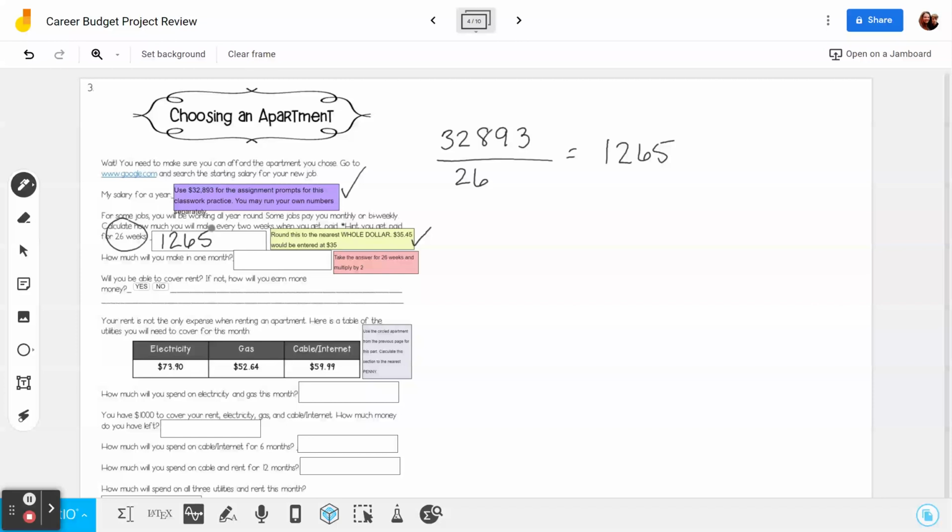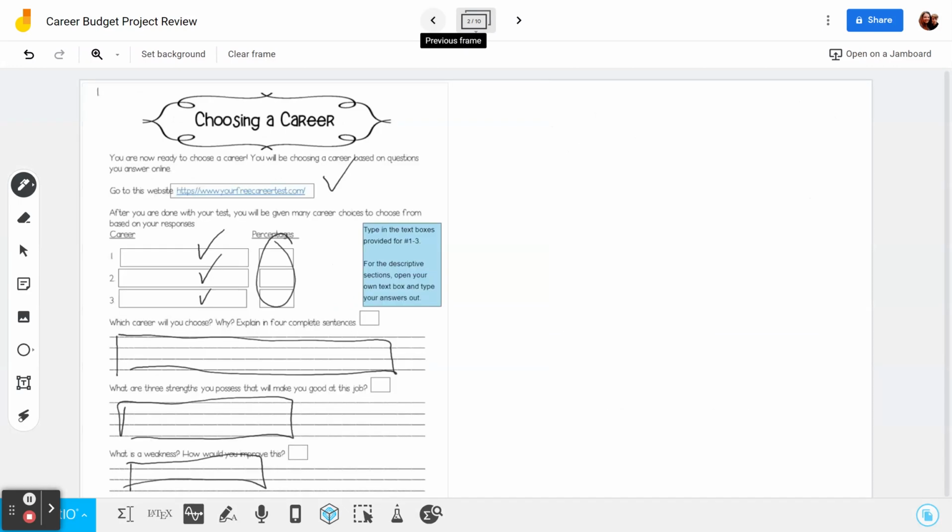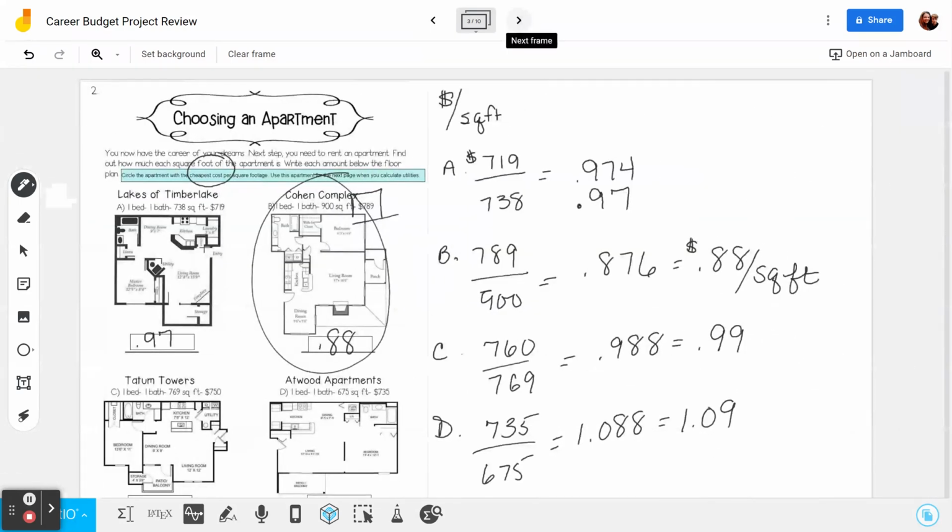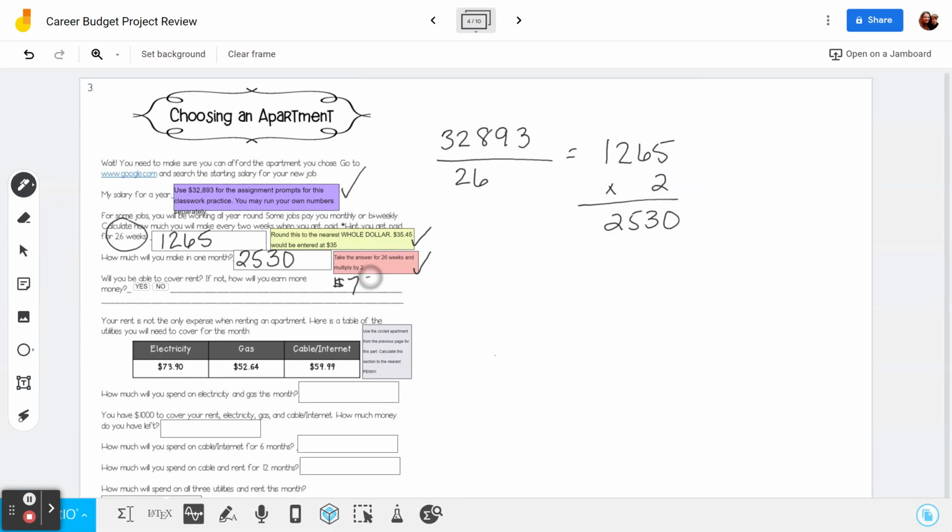But it says, how much will you make in 1 month? And when we talked about this in class, we said that we just want to multiply that by 2 so that you're sure that you've accounted for your checks, but you're not overestimating your checks. So we're going to get $2,530 each month. Would you be able to cover your rent? And we decided based on the last page that rent was $789. So if I'm making $2,530, yes, I can afford my rent.